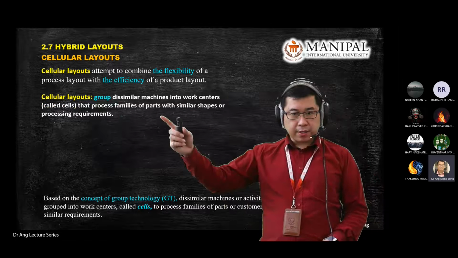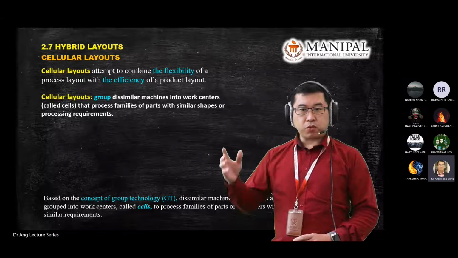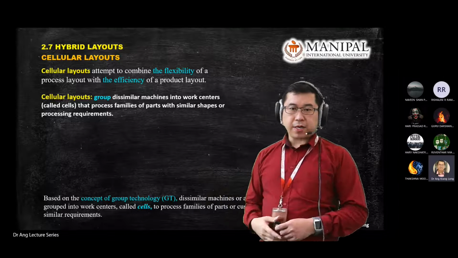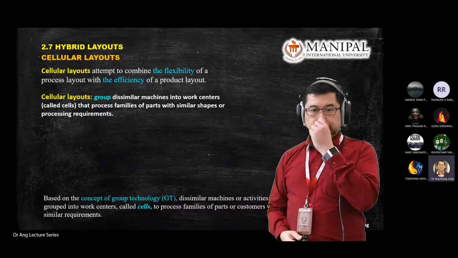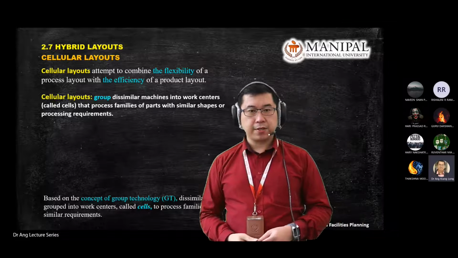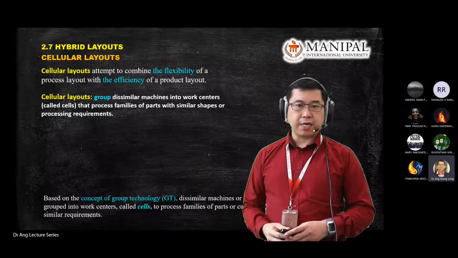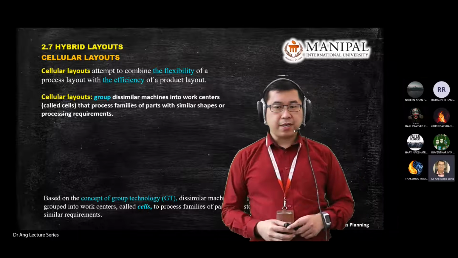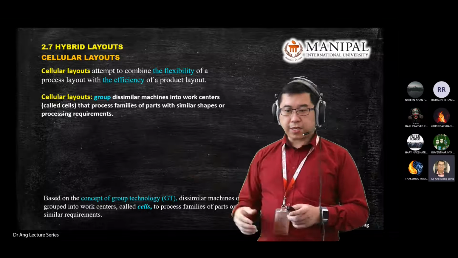So this is a textbook definition for cellular layout, meaning you group your machines or cells based on the similar process. This is a textbook definition. But for cellular, you think of group technology, how you group things together, or how you do housekeeping, how you do stock keeping. So you group things together, right?